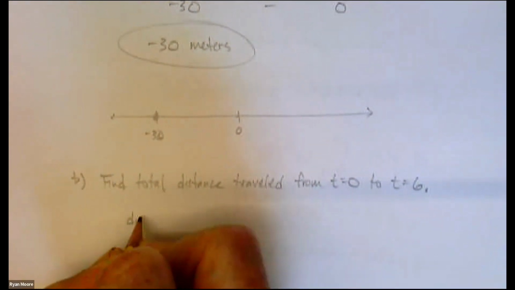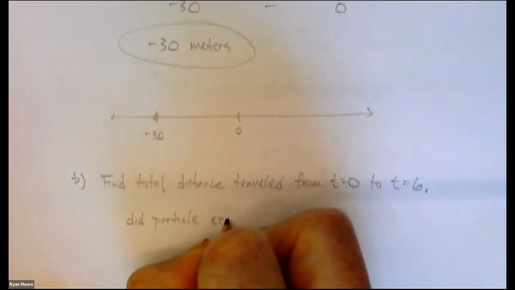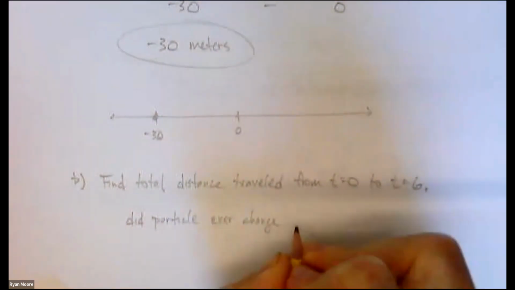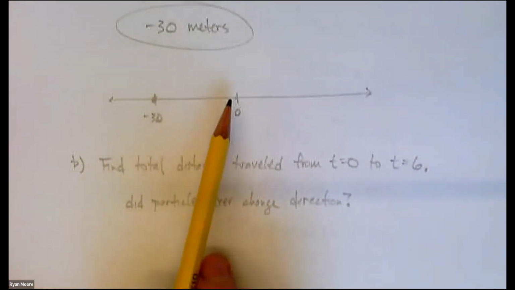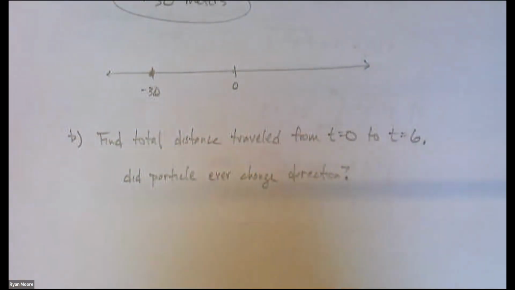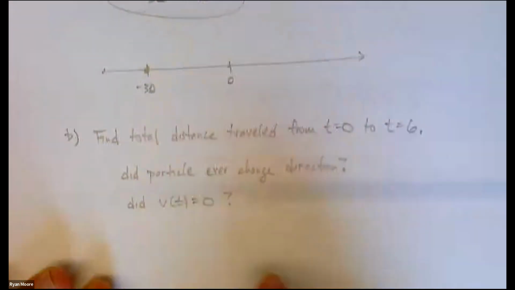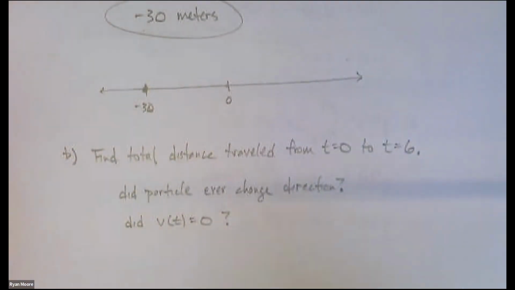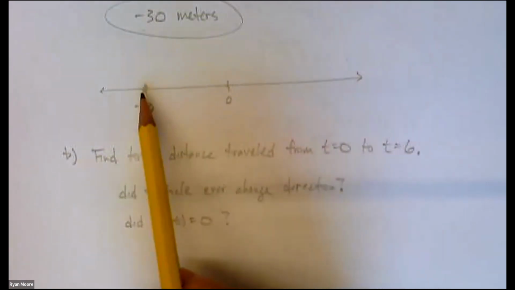We need to ask, did the particle ever change direction? If it didn't, then we know it just went directly there. But if it did change direction, that's going to help us figure out the total distance traveled. Did it ever change direction? How would we know? Did the velocity ever equal 0? If the velocity was ever 0, we know it changed direction, because it might have moved, slowed down, stopped for just an instant, and then started going the other way, maybe.